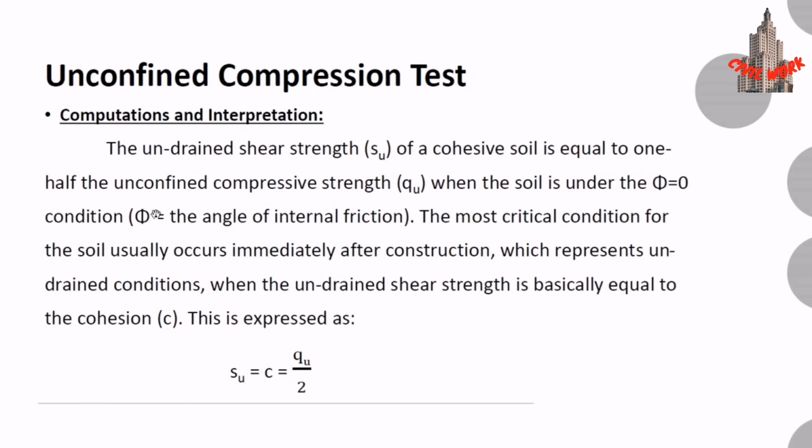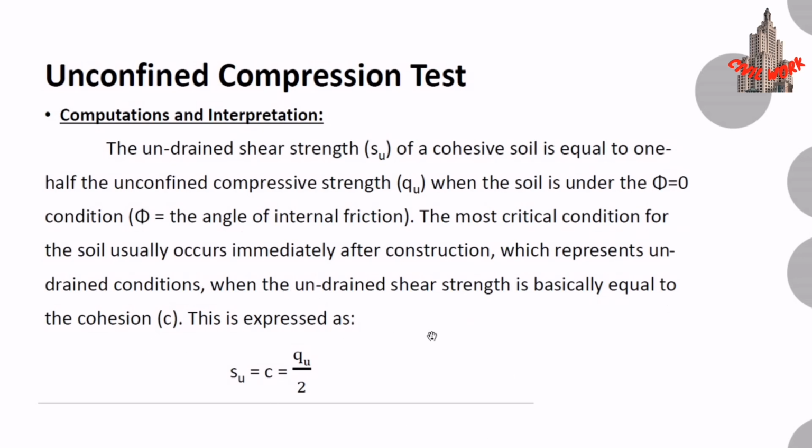The undrained shear strength of a cohesive soil is equal to one half the unconfined compressive strength when the soil is under 0 degree friction angle. Here we have the angle of friction. The most critical condition for the soil usually occurs immediately after the construction, which represents an undrained condition, when the undrained shear strength is basically equal to the cohesion. This is expressed as this.